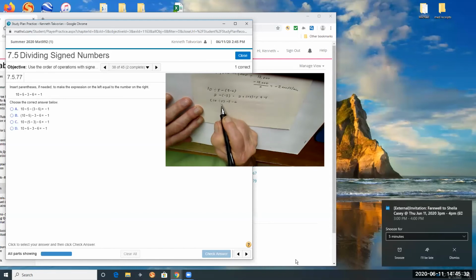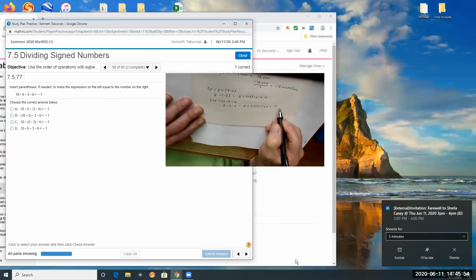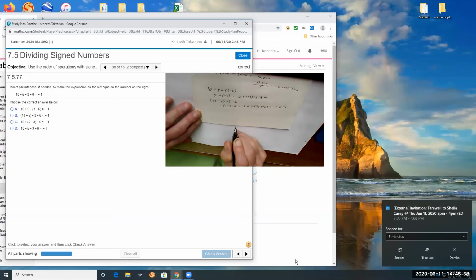Doing the inside of the parentheses first, we're going to come up with 2, take away 3, take away 6. Rewriting the subtractions, we're going to have 2, add a negative 3, add a negative 6. Now, if we add left to right, 2 plus a negative 3 is negative 1. Negative 1 added to a negative 6 is negative 7. That also is not equal to negative 1. Let's try option C.